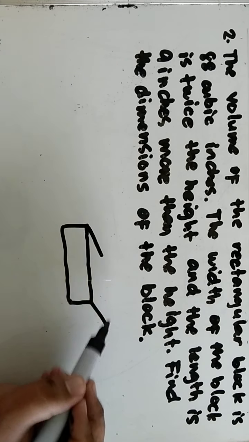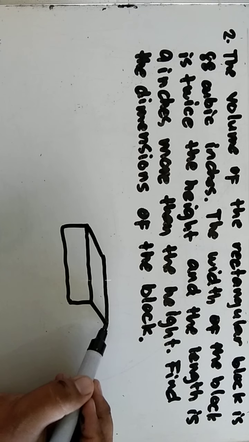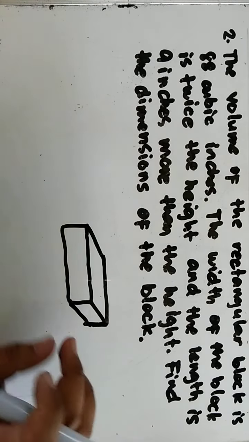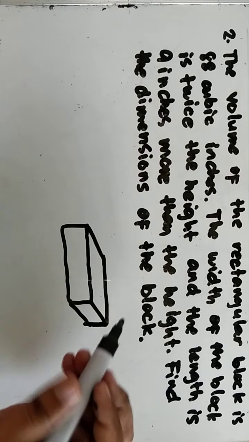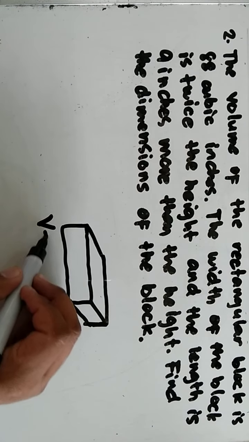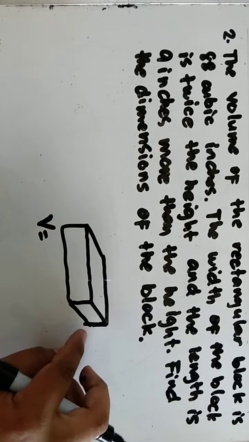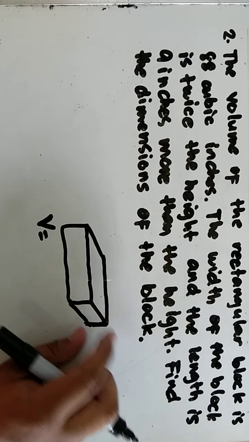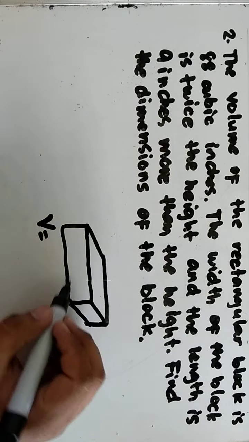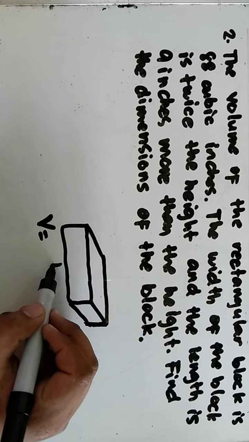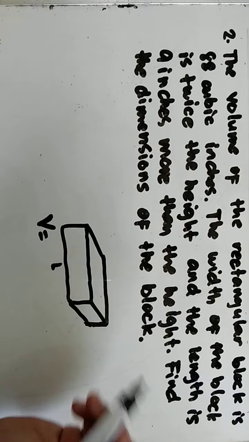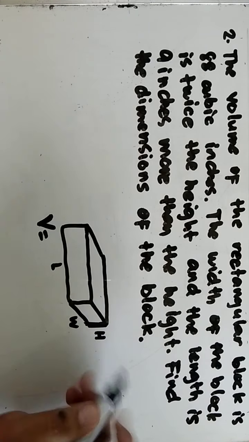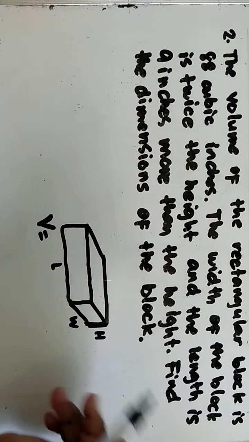Pag sinabi nating block, isang block, maaari siyang block of cement or kung ano man. So, kunwari yan ay isang block of wood. Kinukuha natin yung volume ng isang block. Sa pagkuha ng volume, tatandaan natin na kailangan lang nating i-multiply yung dimensions ng ating block. Yung mga rectangular block na yan, meron silang tinatawag na length, ito yung haba niya. Meron din siyang tinatawag na width or yung kapal. At meron din siyang tinatawag na height, yung taas ng block.